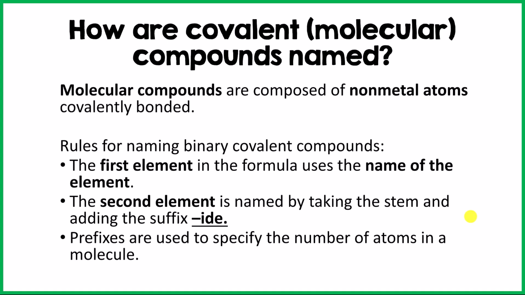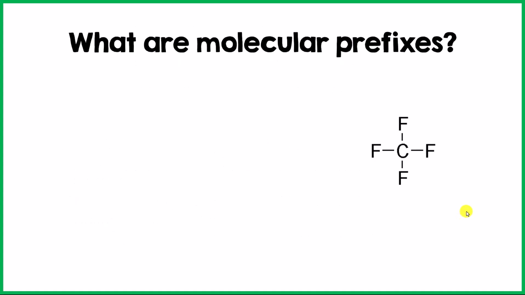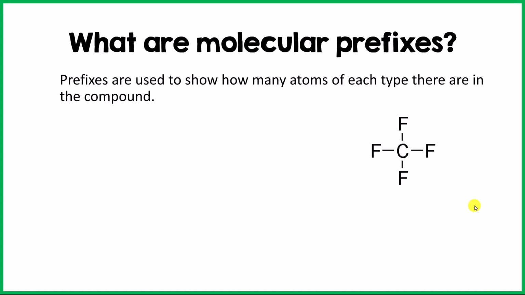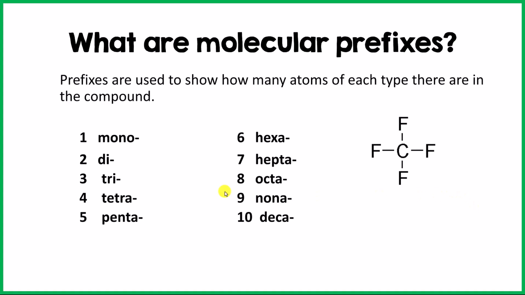So both of those start with C. If you're talking about an ionic compound, you're not going to count how many atoms are in it. And when we write that, we use molecular prefixes, and these are our prefixes. If we have one atom of an element, we're going to write a prefix of mono. 2 is di, 3 is tri, 4 is tetra, 5 is penta, 6 atoms is hexa, 7 hepta, 8 octa, 9 nona, 10 deca.